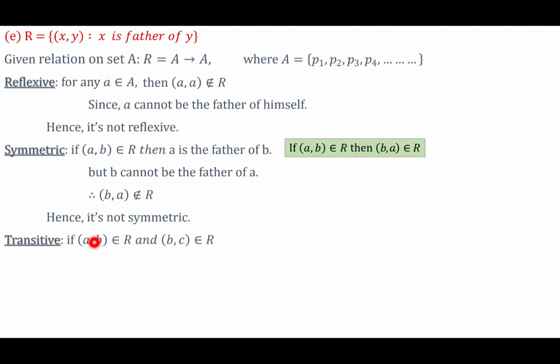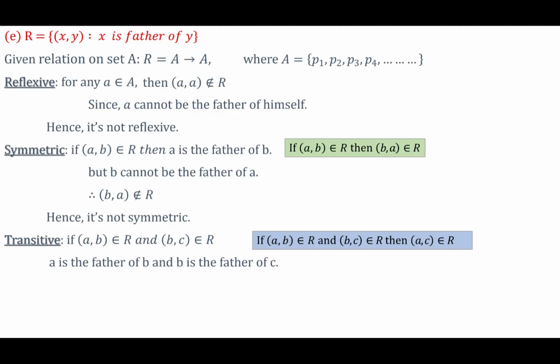Transitive. If (a, b) belongs to R and (b, c) belongs to R, try to understand the meaning of this. a is the father of b, and b is the father of c. But (a, c) does not belong to R, because a is the father of b, so a cannot be the father of c. So we cannot say a is the father of c. So (a, c) does not belong to R. Hence it is not a transitive relation.